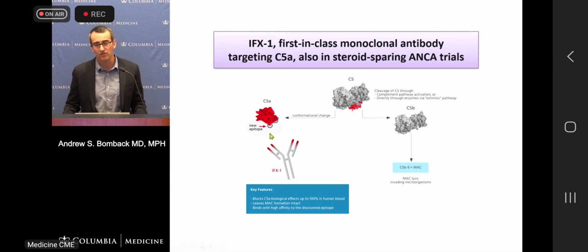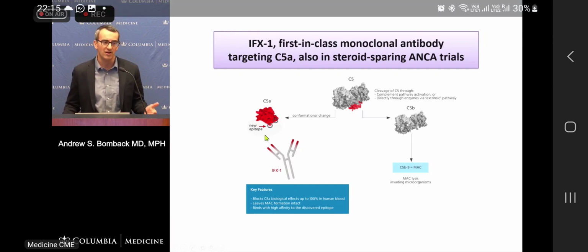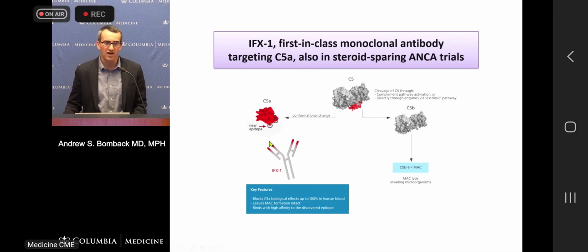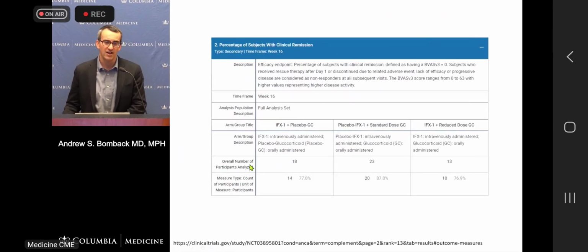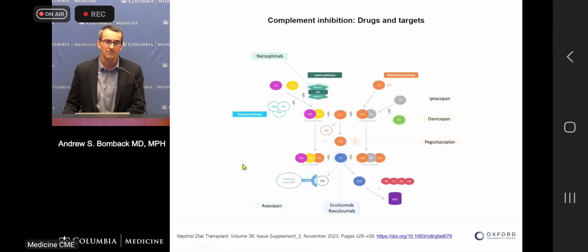And all the data that I've shown you and all the talking that I've done is about avacopan, but there are other agents that are in development, other agents that are on the horizon, one of which, IFX-1, is a monoclonal antibody that targets C5a. It was used very similarly to the way avacopan was used in its trials as a steroid-sparing agent. The data has not been published in the literature, but if you go to clinicaltrials.gov, you can see some of the early data on using this. And like avacopan, it appears to be non-inferior to corticosteroids. So this may be another anti-complement drug that we may be thinking about using in the future.